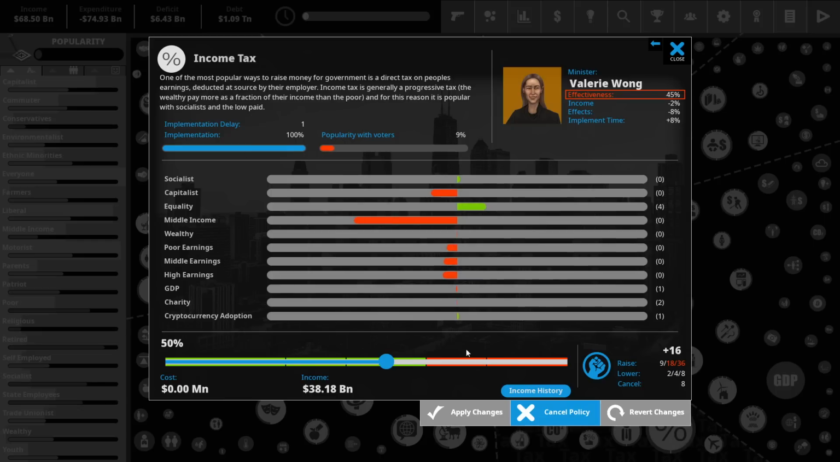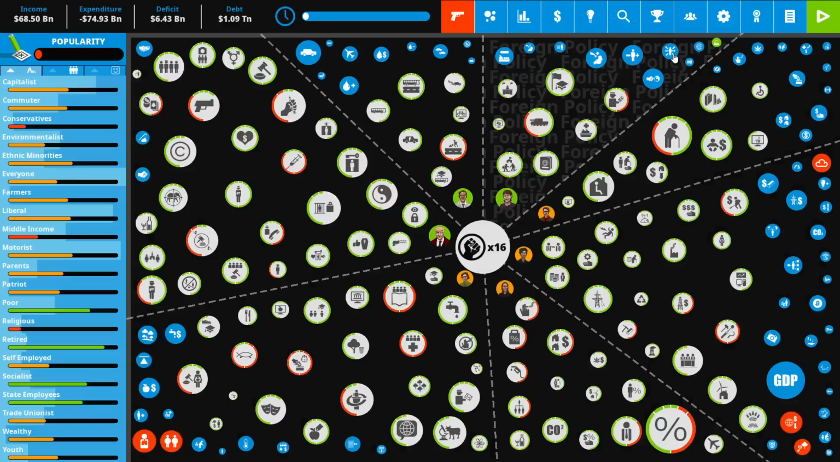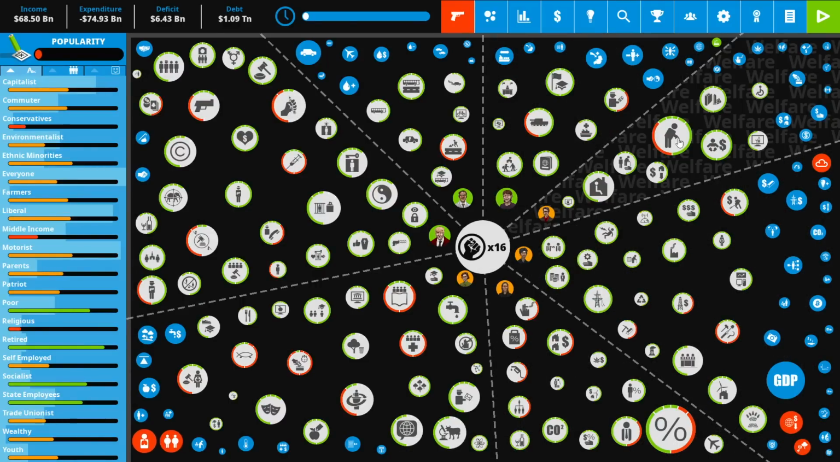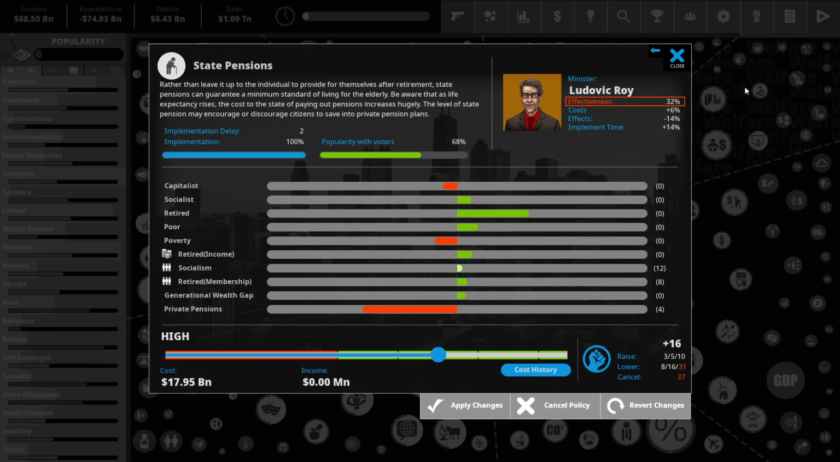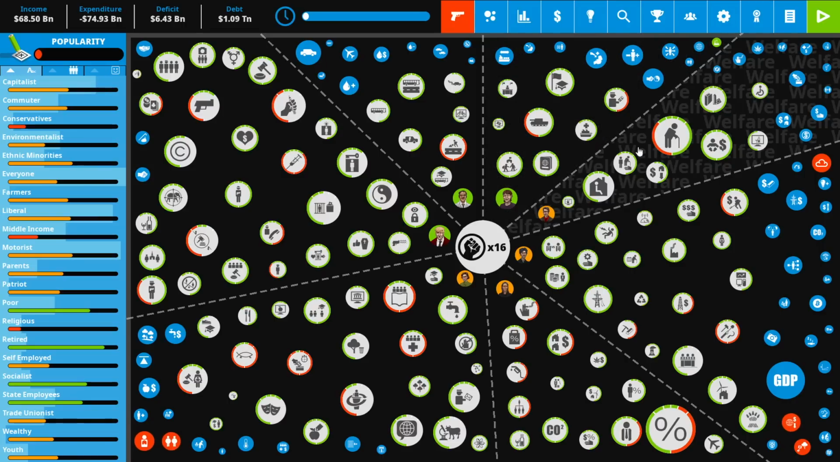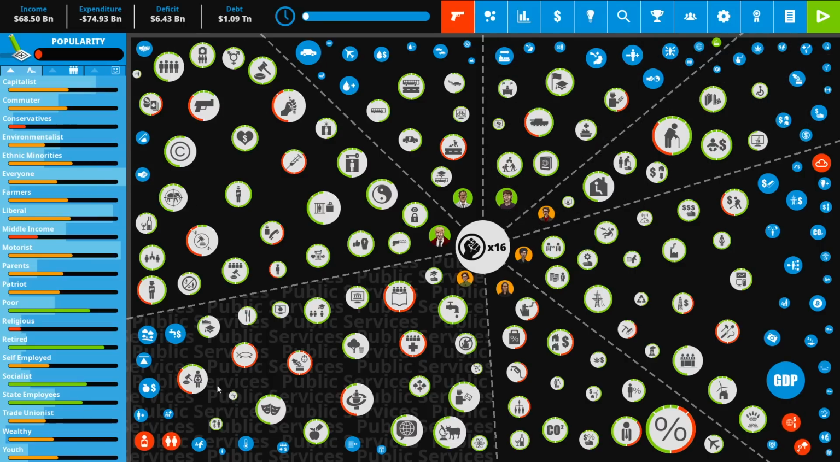Like income tax, changing the slider has a huge impact, both on how much money you bring in, but also how everyone feels about you. So that's a really big button to concern yourself with. And the reason state pensions is so big is it does affect a lot of people, but it also costs a lot. We're paying $18 billion a quarter right now in our state pensions. So that's something that can definitely impact things.